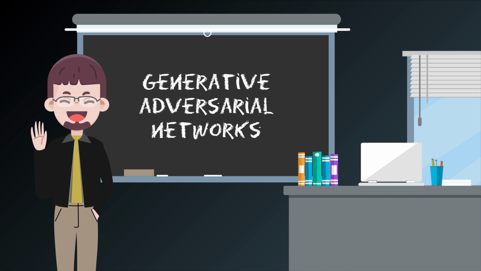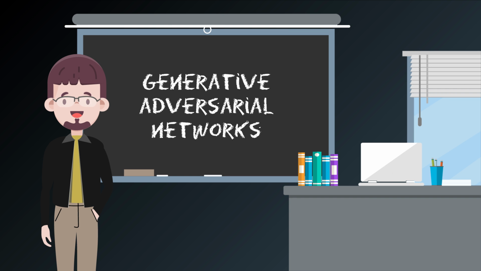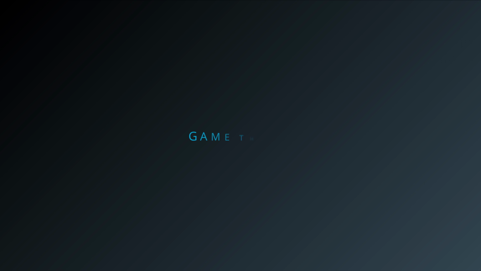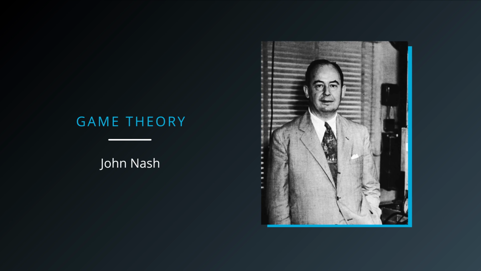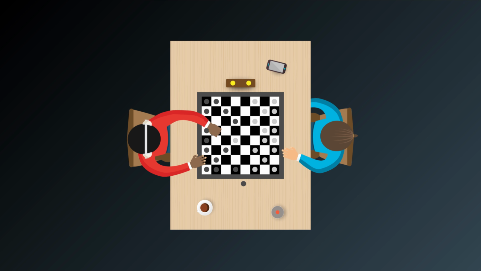The word adversarial in generative adversarial networks means that the two networks, the generator and the discriminator, are in competition with each other. To understand this kind of competition mathematically, we rely on game theory. Game theory is a branch of applied math that was founded by John von Neumann and later significantly extended by John Nash.